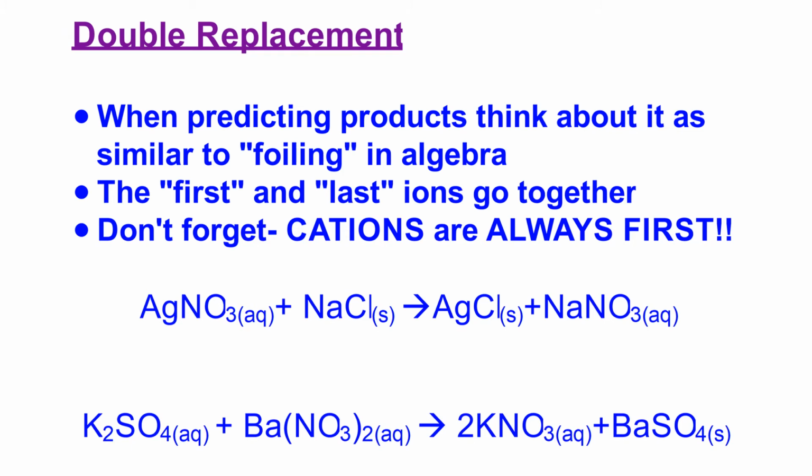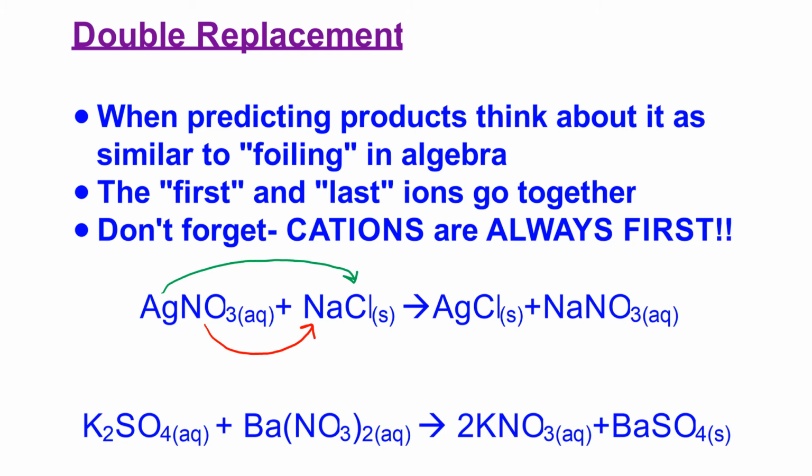So now that we feel a little bit more comfortable with using the solubility rules, let's work on actually predicting our products. When you're predicting your products, I want you to think about it similar to foiling in algebra. The first and last ions of each compound are going to go together. So the silver, which is the first ion in the first compound, is going to bond to the last ion in the last compound. And then the nitrate is going to bond to the sodium.